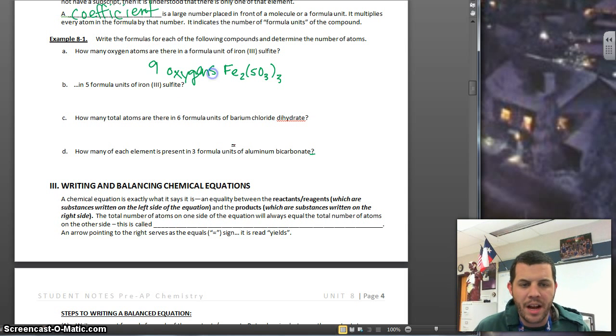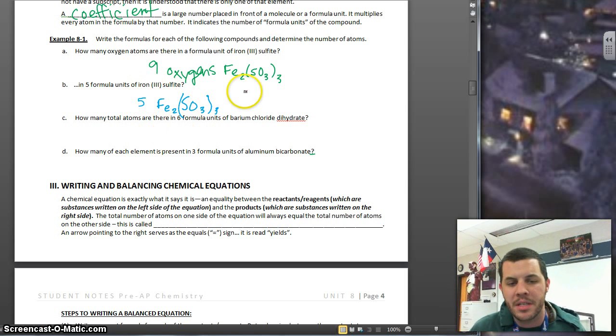Now the question is, what if I had 5 formula units of this? What that's saying is, what if I put a coefficient of 5 in front of this compound? Now I've got the 9 oxygens here, but I've got 5 of this whole situation. So 5 times 9 means that I have 45 oxygens.